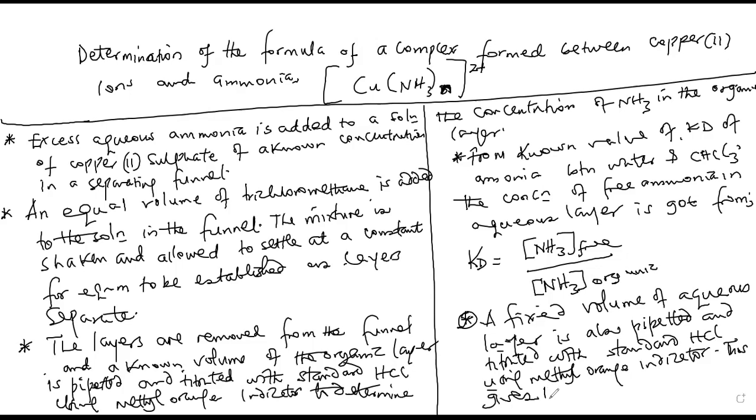This gives the total concentration of both complex and uncomplex ammonia in the aqueous layer. When we pipette a portion of the aqueous layer and titrate with the standard hydrochloric acid, what we shall get is the total concentration of both complex and uncomplex ammonia. Then we want to know the concentration of ammonia that goes in to form a complex.